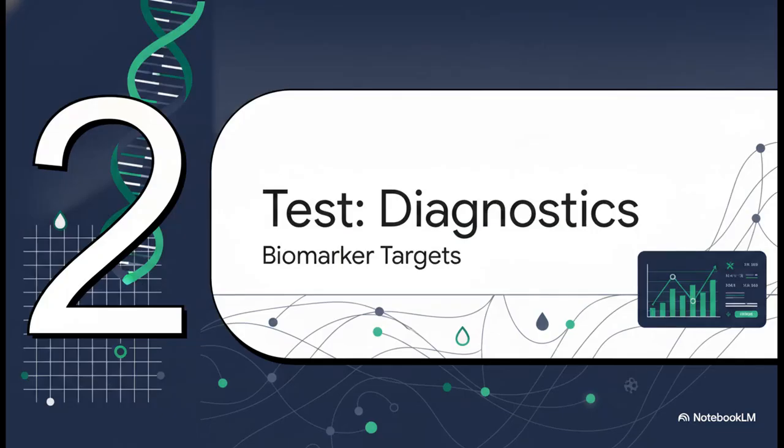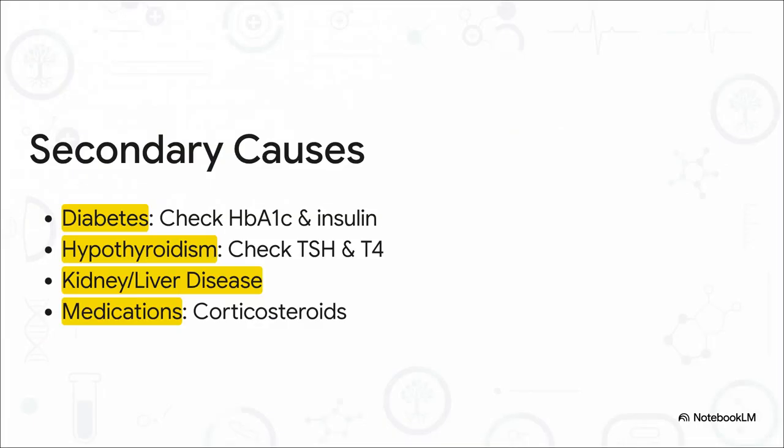Moving right along to Section 2, Test, Diagnostics and Biomarker Targets. Precision optimization requires identifying the exact systemic causes. We always have to take a systems biology approach here, guys, because dyslipidemia isn't always just a simple diet problem. Think about secondary causes we need to screen for. For instance, is there underlying diabetes? We'd want to check HbA1c to look at your long-term blood sugar along with your fasting insulin. Or maybe there's a metabolic slowdown causing your body to just stockpile lipids. In that case, we'd look at TSH and T4 to evaluate thyroid function.